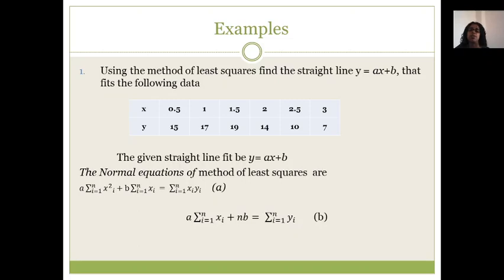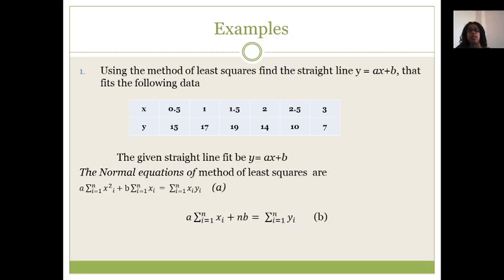Then let's do an example. This is a problem using the method of least squares. Find the straight line y is equal to ax plus b that fits the following data. You can see a set of observations of an experiment, and we have to fit this data with a straight line, y is equal to ax plus b.